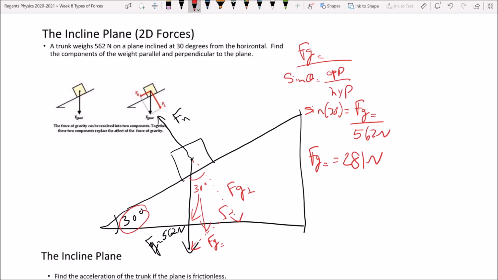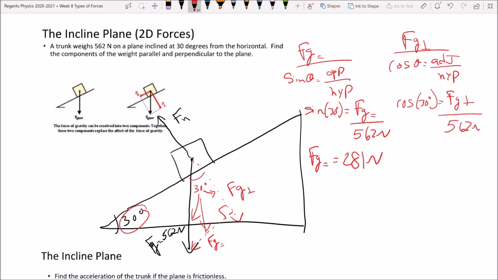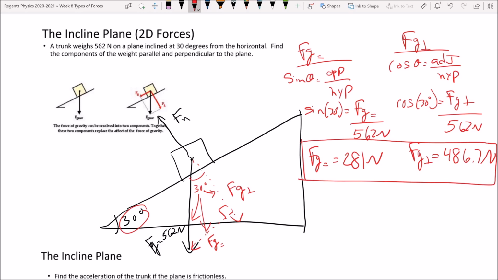Now, for the perpendicular component, Fg perpendicular, that is the side adjacent to my angle. So I'll use cosine. Cosine of theta is adjacent over hypotenuse. So the cosine of 30 degrees is equal to the adjacent side, Fg perpendicular, divided by my hypotenuse of 562 newtons. So I'll do 562 times the cosine of 30, and I get a perpendicular component of 486.7 newtons.